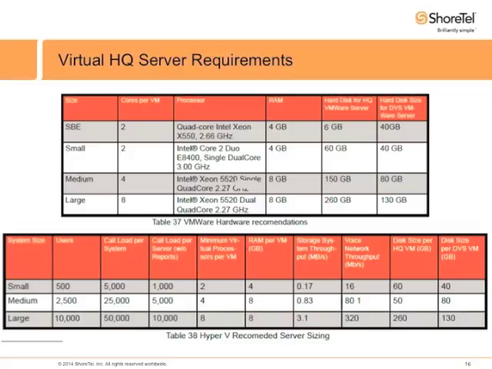So if we take a look, for instance, under VMware, for a large size company, it's going to require 8 gigs of RAM, disk space of 260 gigs, and then if you want any DVS servers, that's going to be an additional 130 gigs.